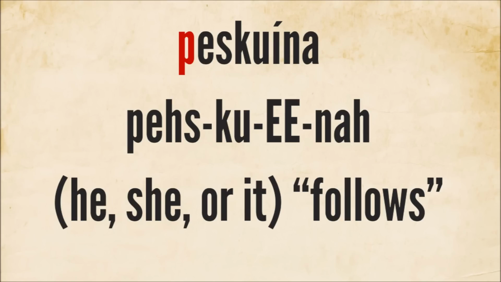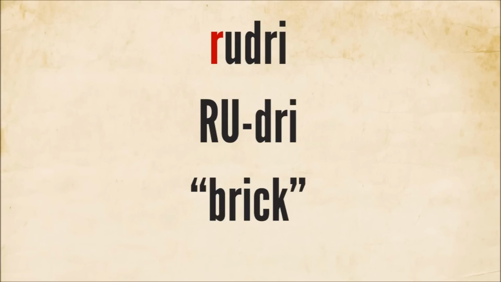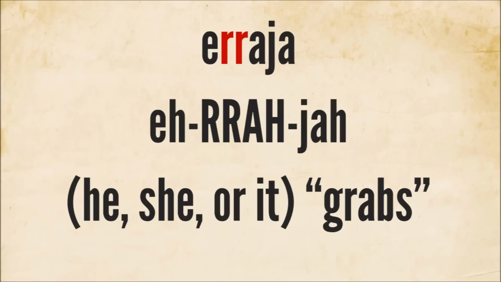Then we have a P sound, like in the word pescuina, which means follow, he, she, or it follows. Then we have an R sound. Now this R is going to be a trilled R, unlike in English that has what's called a uvular R. It's a little softer. This is like a Spanish R, not a rolling R, but just a hard trilled R. Rudri, or brick. Now this next one might be a little difficult for some that are not familiar with it.